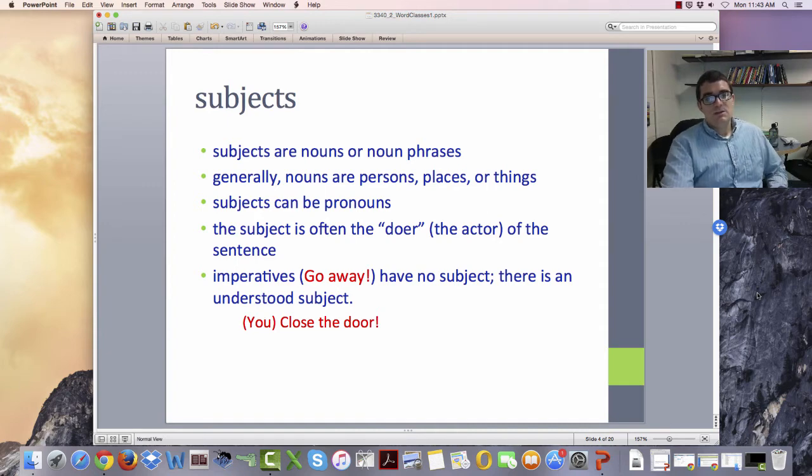The subject is often the doer, right? The actor. The subject is the person that's doing something, that's causing something to happen. We do have imperative structures like go away, turn off the light, close the door, sit down, stand up. Those command structures are called imperatives, and they don't have a subject, but we have an understood subject, you.